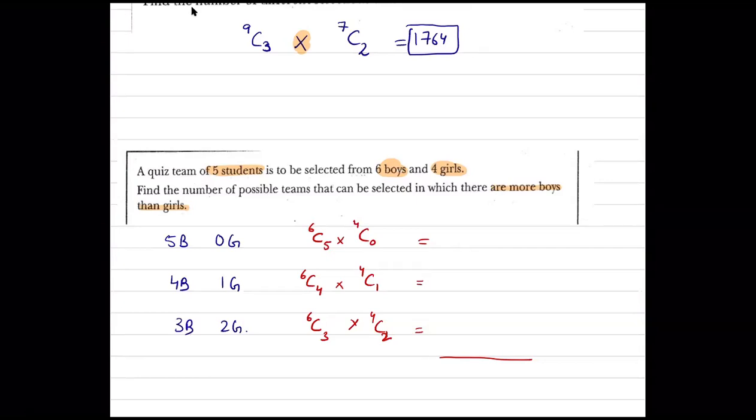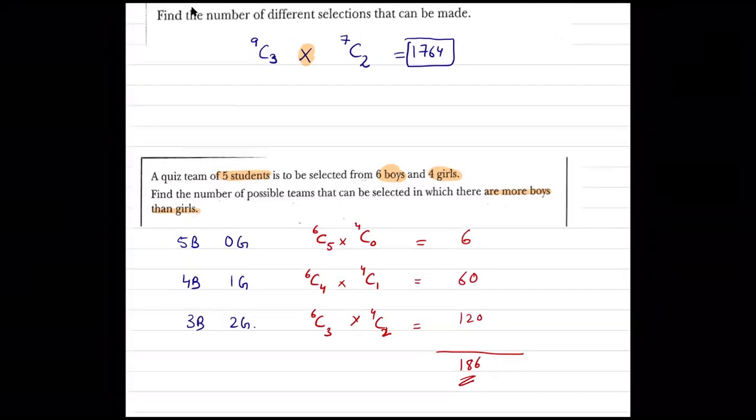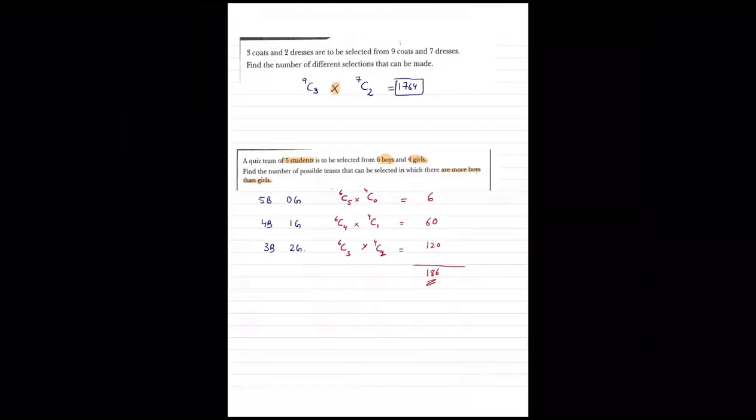Okay. So in my calculator, I'm getting 6C5 is 6, 6C4 is 15, 15 times 4 is 60, 6C3 is 20 times 6, 120. Yeah, 186 is the right answer. Okay, any questions, Kashish, so far? No, sir, it's clear.